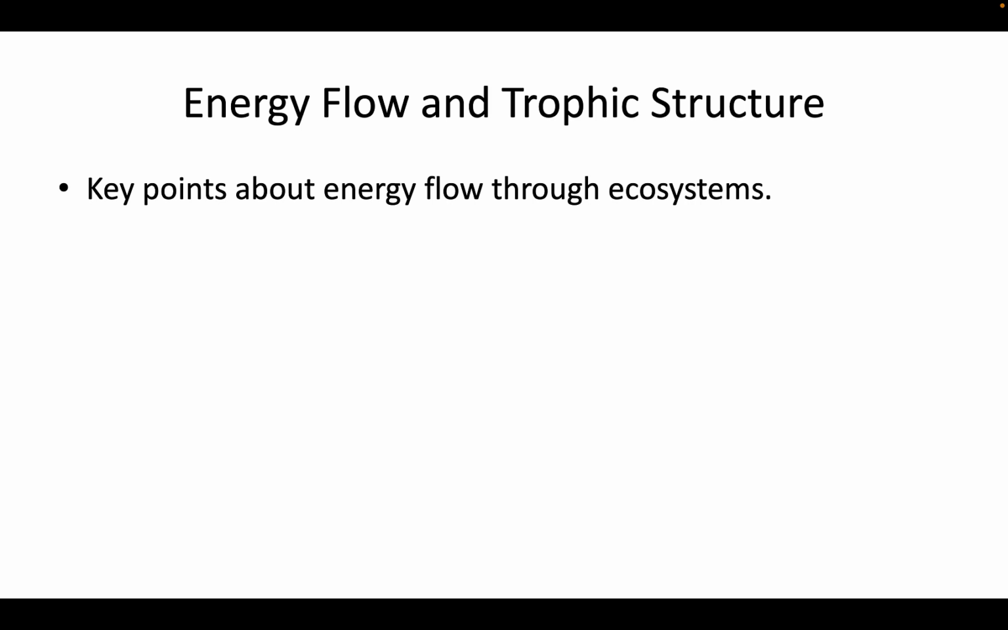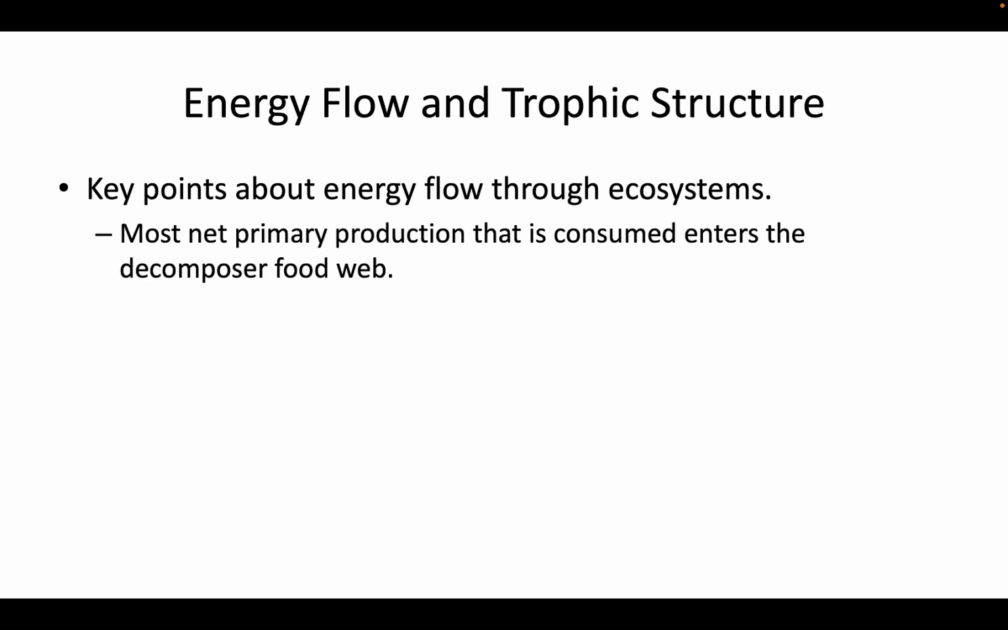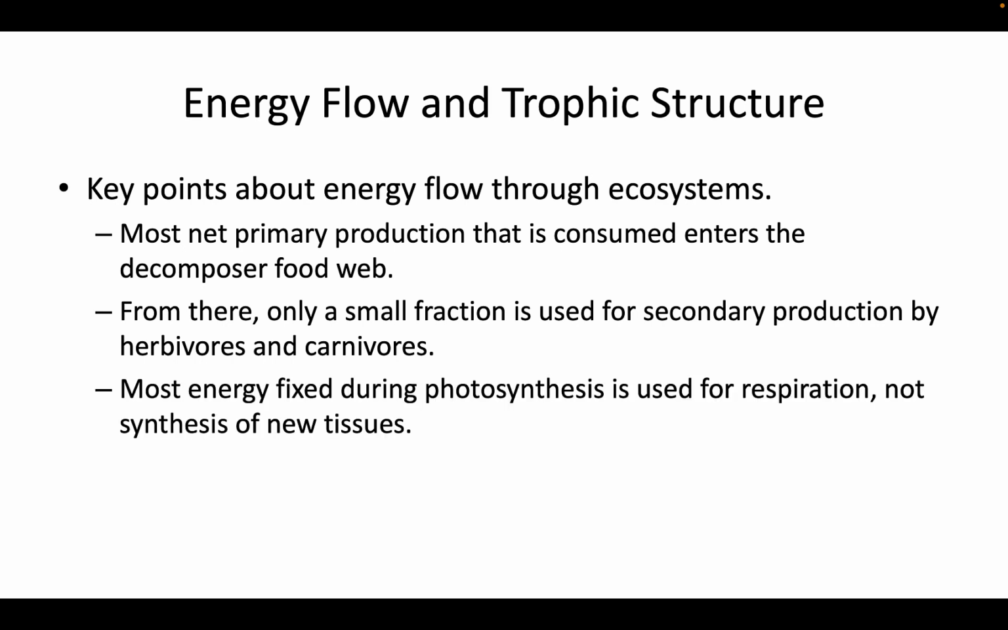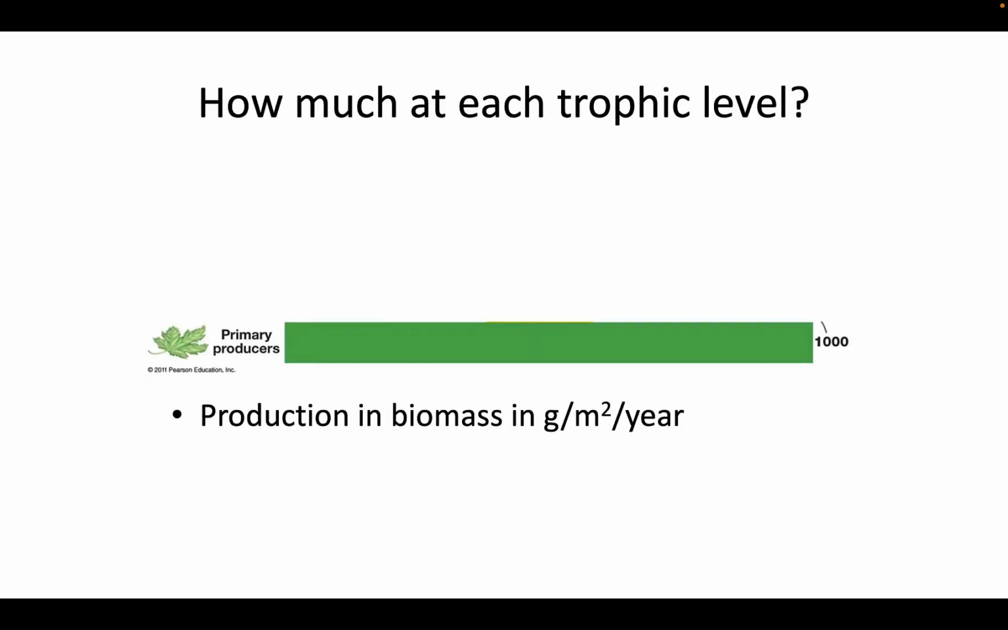Now, if we look at this, again, energy flows through ecosystems, and most of the net primary productivity that is consumed is actually consumed in the decomposer food web, not in the consumer food web. So only a small fraction of it gets to secondary production by herbivores and carnivores. And most of that then is used for respiration, not synthesis of new tissues.